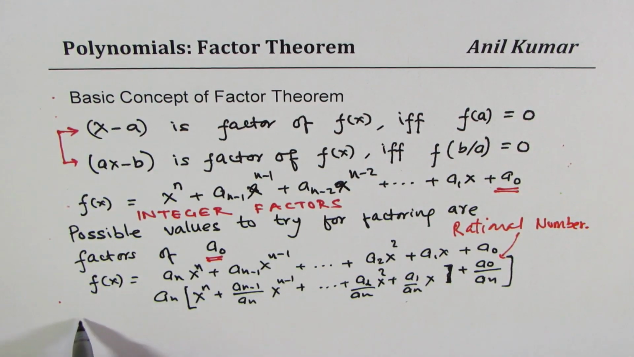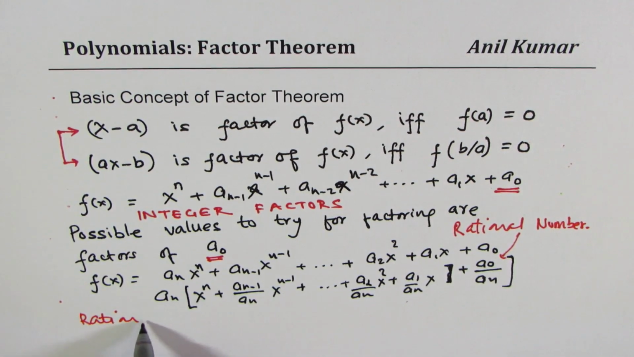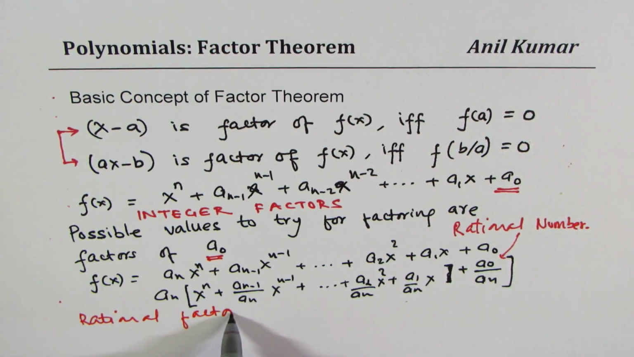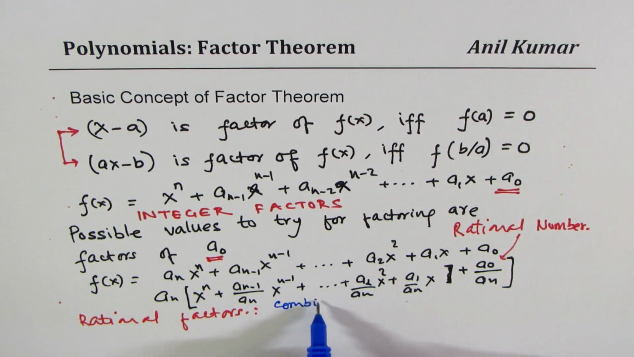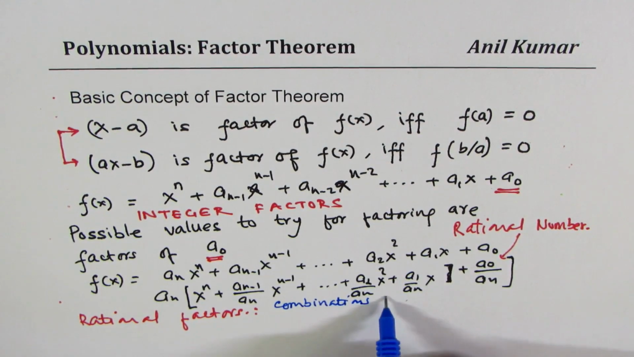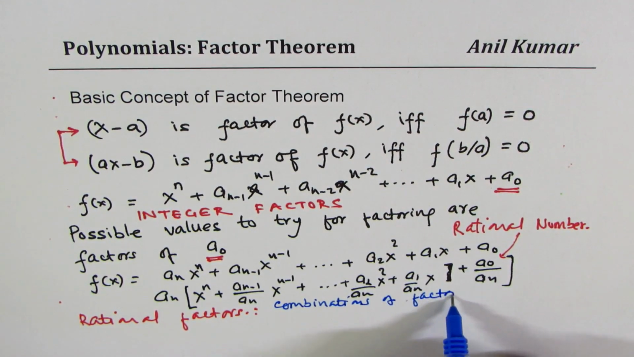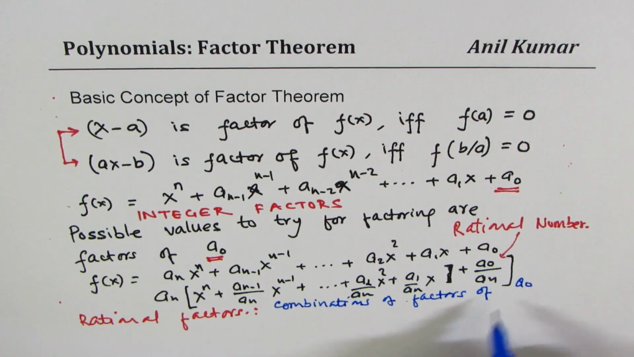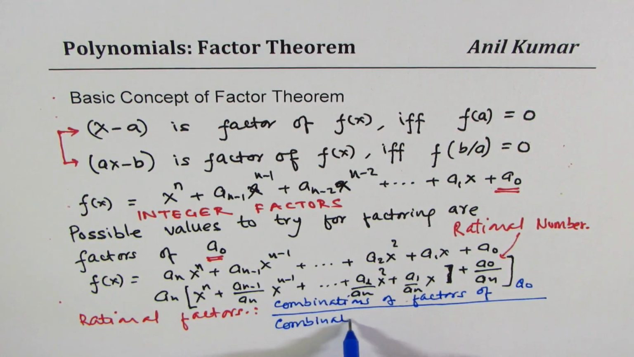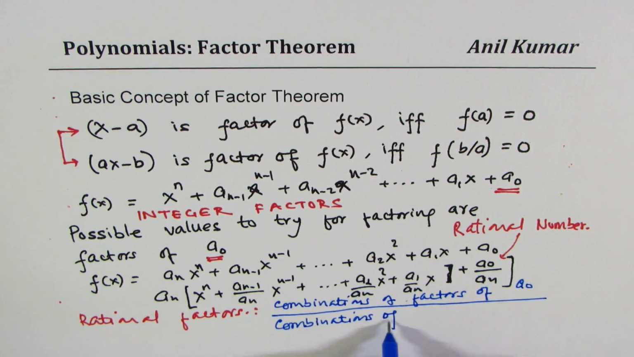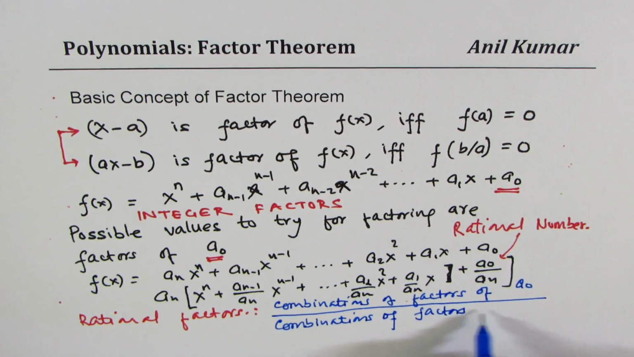So we talk about rational factors. In that case, the possible values are what? Now in this case, what we have is all combinations of factors of the constant term a0 divided by combinations of factors of the leading coefficient an.